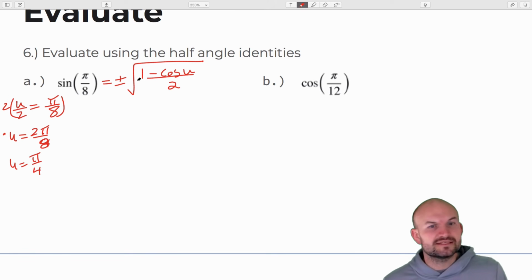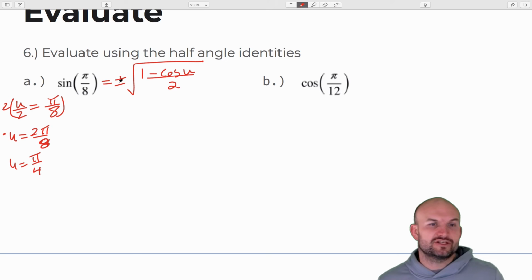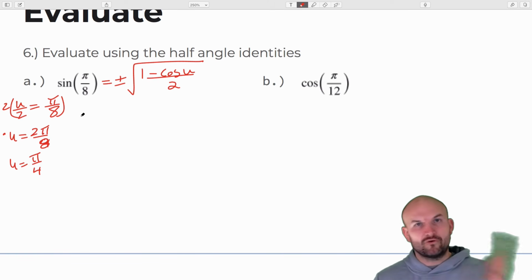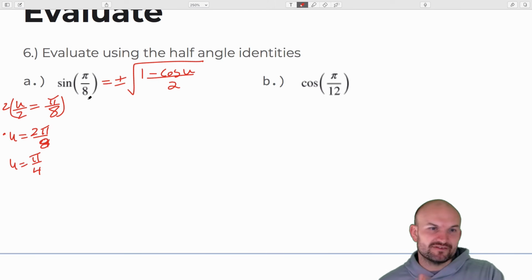Now, the next thing is, once we've identified u, our angle, or theta, then we just need to determine, is it plus or minus? Well, again, for sine and cosine, you have to determine the quadrant of that angle. Pi over 8 is in the first quadrant. Again, 8 pi over 8 would be pi. 4 pi over 8 would be pi halves. So for sine to be negative, it would have to be larger than pi, so it'd have to be in the third or fourth quadrant, which this is not.